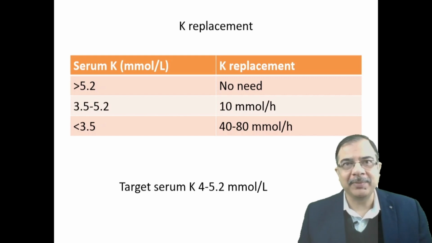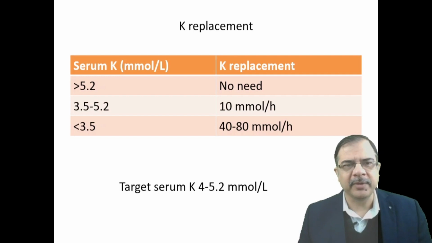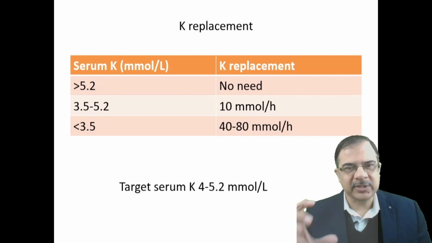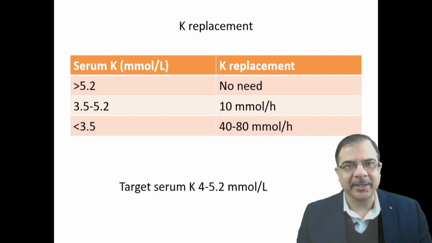Now, potassium replacement. If the initial potassium is more than 5.2, no need for replacement. If it is between 3.5 to 5.2, then 10 millimoles per hour infusion will be given, and when it is less than 3.5, then 40 to 80 millimoles per hour will be given, and target potassium will be between 4 to 5.2. So we should have some target in our mind, that should be the potassium target.